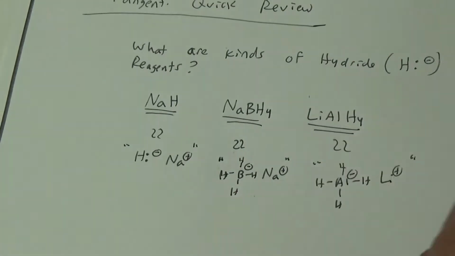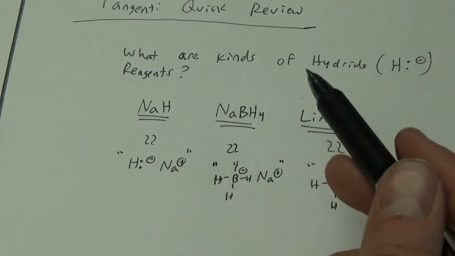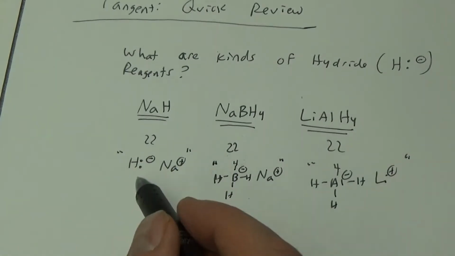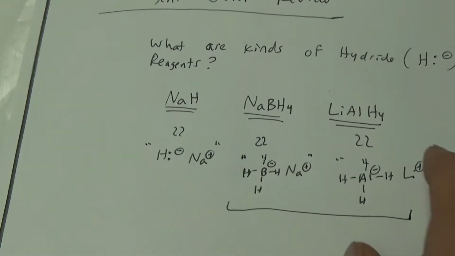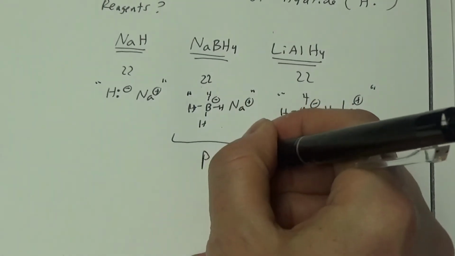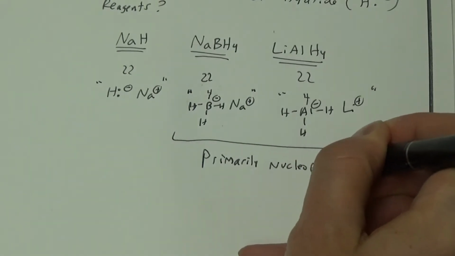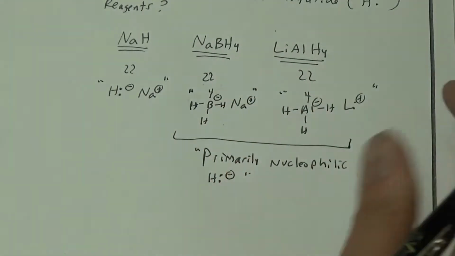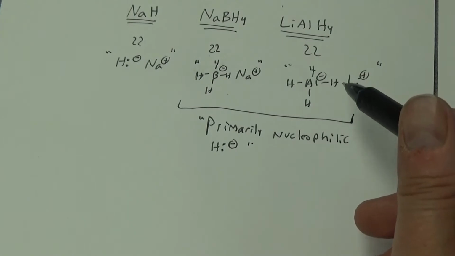All right, so we talked about these ones extensively in this chapter, but what's this NaH one, and where is that going to come up? Because we will use it from time to time also. So these ones are the ones we really talked about in Chapter 8, and they're primarily nucleophilic H:-. So we use them as nucleophiles. And we use them as reducing agents to reduce the ketones and aldehydes and stuff like that.